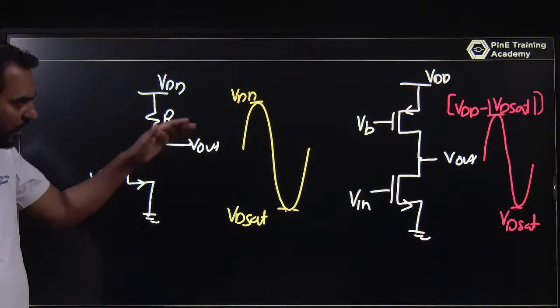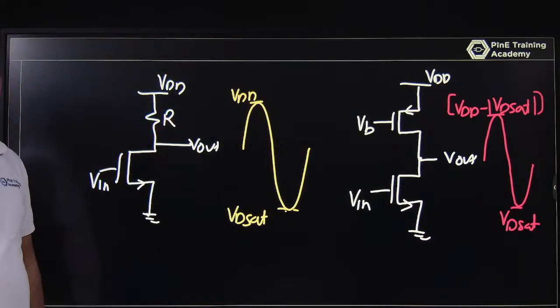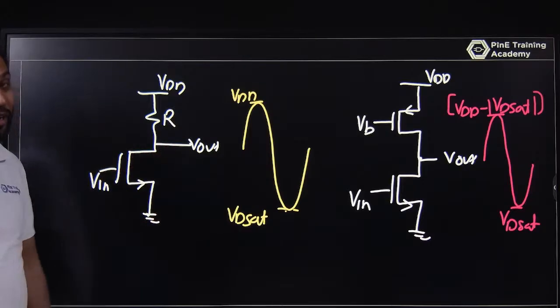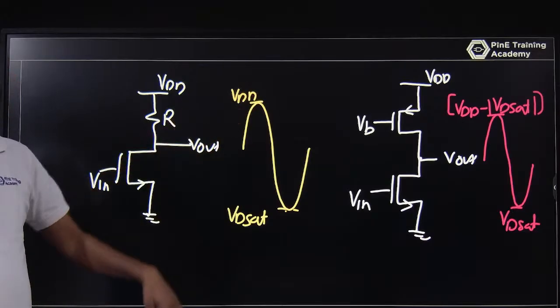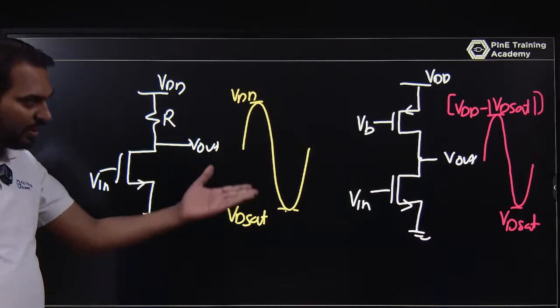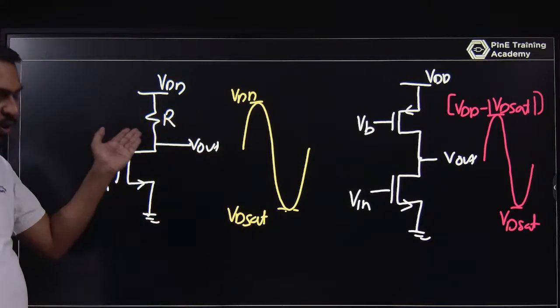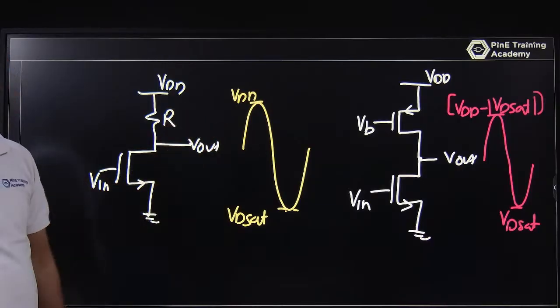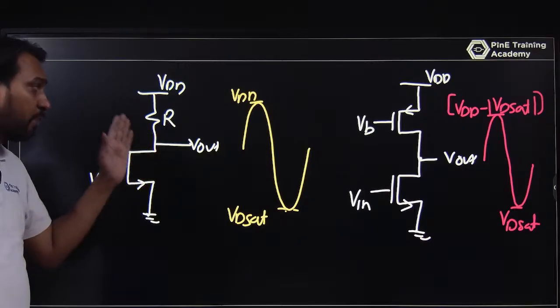Okay, the swing reduces. But as compared to the diode-connected load, which was VDD minus VTH, this one is VDD minus VD set. It is less as compared to the previous one. This will have a high swing as compared to the diode-connected base load. This swing is higher, but the maximum swing is possible with the resistive load.